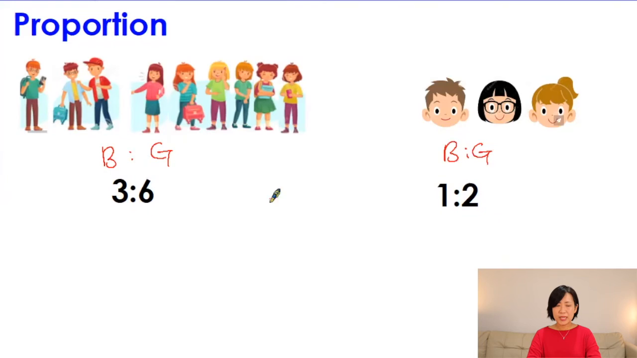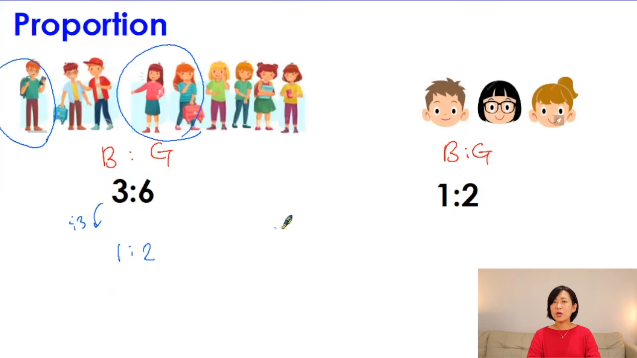Then we know that we can simplify the ratio 3 to 6 by dividing by 3, that it can be 1 to 2. Then we know that every 1 boy, there are 2 girls. So we can say both ratios are equal to each other, and this is a proportion.